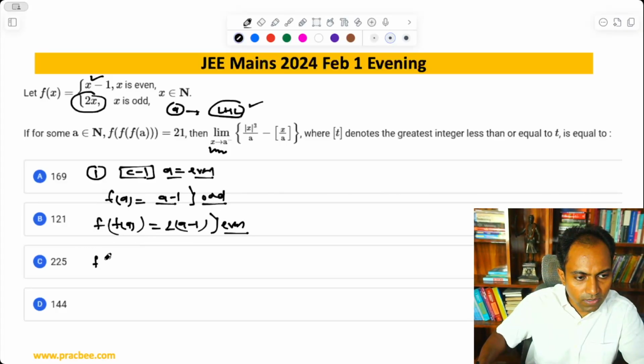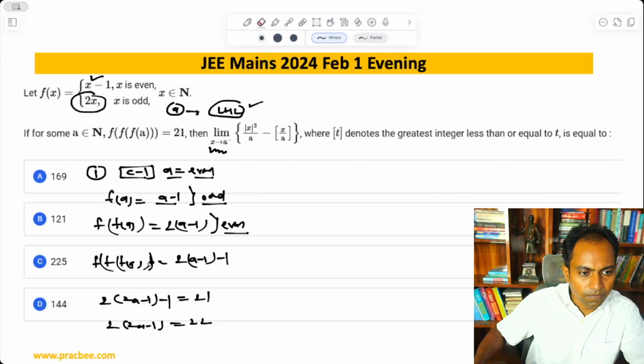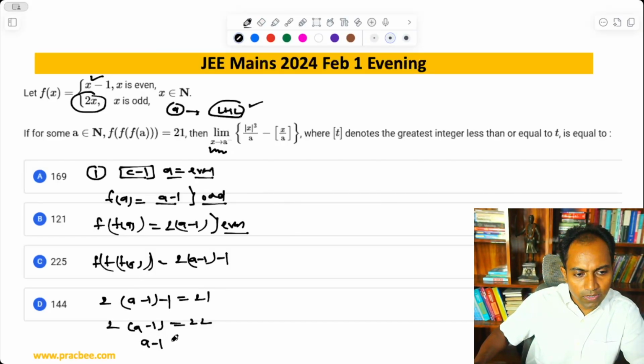Since it is even, we will repeat the cycle and figure out f of f of A. Since it is that, it becomes 2 times A minus 1 minus 1. Now the question says that the value of this part would be equal to 21. So as a result, 2 times (2A minus 1) becomes 22. Here there is A minus 1, sorry. So the value of A minus 1 comes out to be equal to 11, A becomes 12.